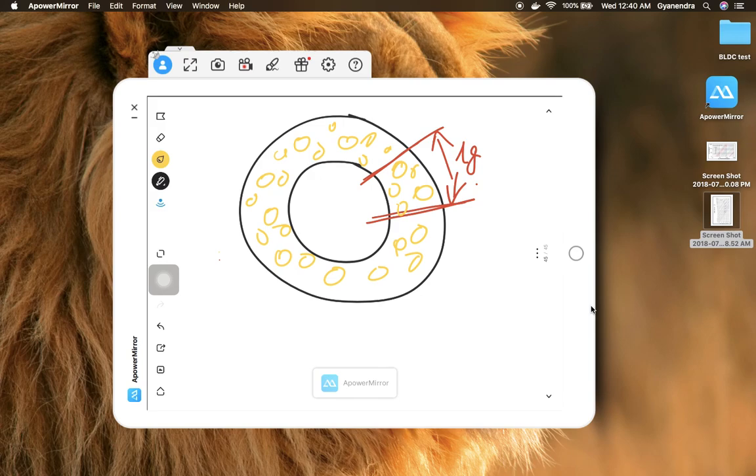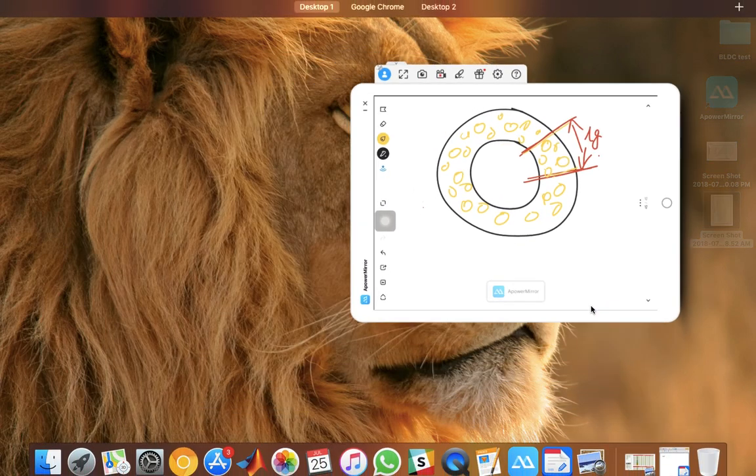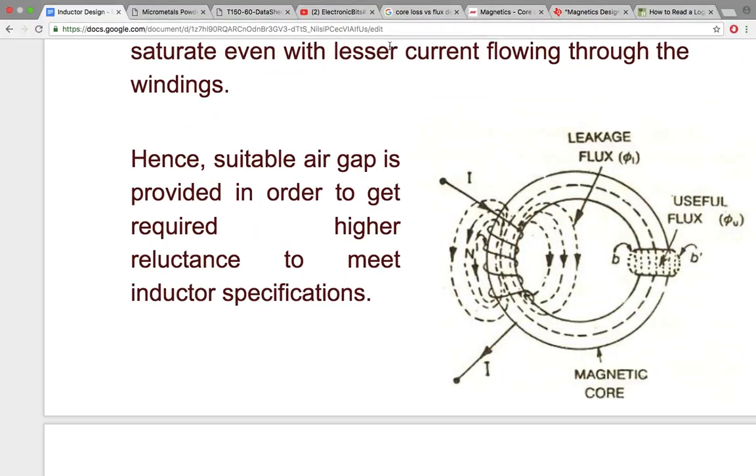In this case, the flux leakage will reduce by a very large amount, and we will still be able to get the suitable inductance and current rating of the inductor.